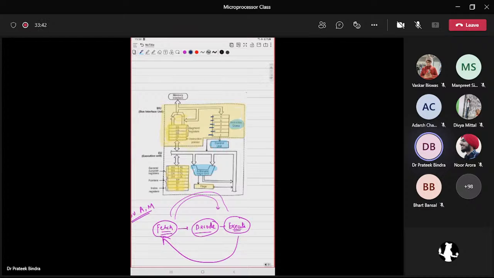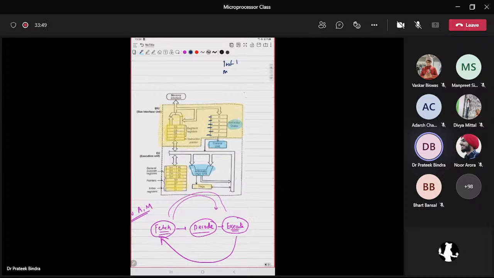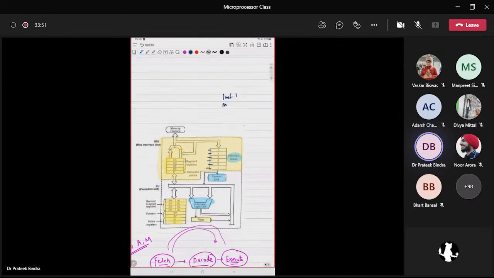Let us suppose this is instruction 1, instruction 2. To take a simple example for better understanding, let us suppose the first instruction is move A, M. The next instruction is you want to move A, B. The third instruction is move C, B, anything like this. So these are 3 instructions: instruction 1, 2, 3, and it will go on like so. The first 6 instructions will simply get stored in this register.